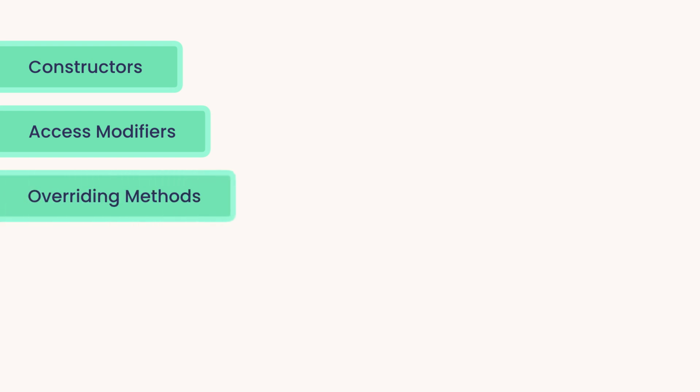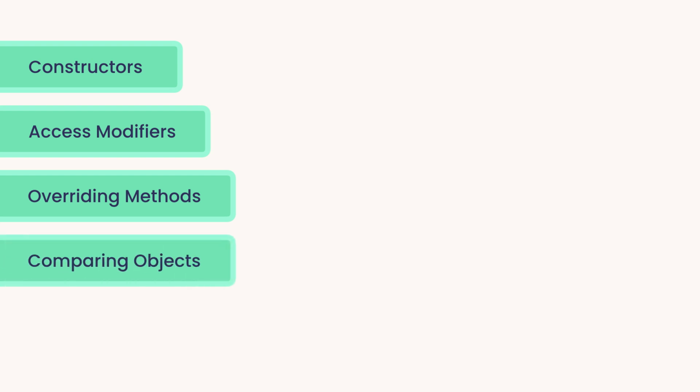We talked about overriding methods, which means changing the implementation of a method in a subclass. As part of this, you learned how to override the equals and the hashcode methods for comparing objects.